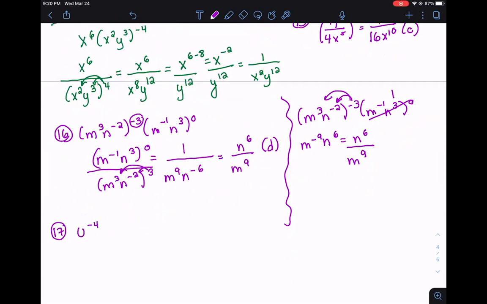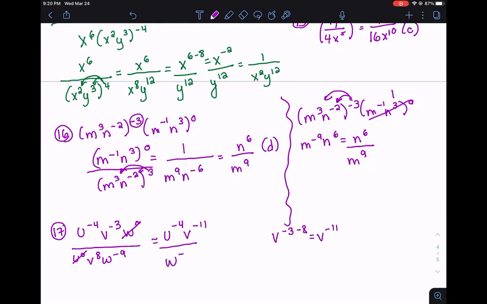U to the -4, V to the, I have to zoom in, V to the -3, W to the 0. By the way, anytime I see something to the 0, I automatically just cross it out because I know it's 1. So U to the 0 down here, V to the 8, and W to the -9. So I would start by rewriting U to the -4. On the side, I'm going to do V to the -3 minus 8 because we will subtract. And I get V to the -11. And on the bottom, I have a W to the -9. So this is just some side work to subtract these two things.